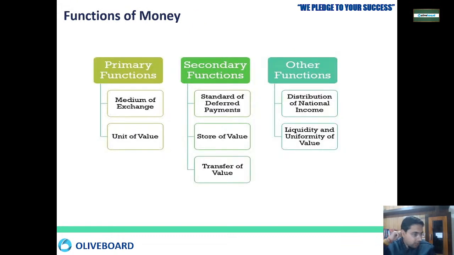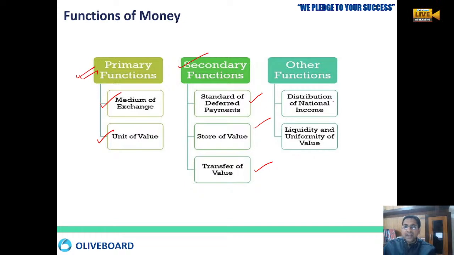Now what are the functions of money? Money has basic functions, right? Primary function is what? Medium of exchange and unit of value. That means it has some value and you can exchange. Then secondary function is what? Standard of deferred payment, store of value, transfer of value. Okay, you can keep the value, you can transfer it to somebody.